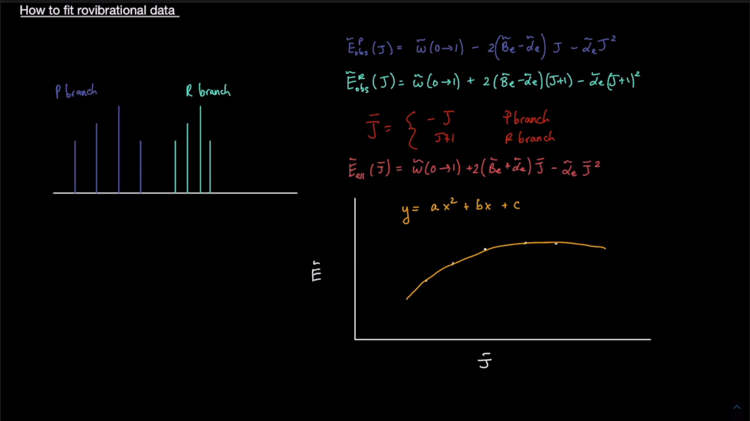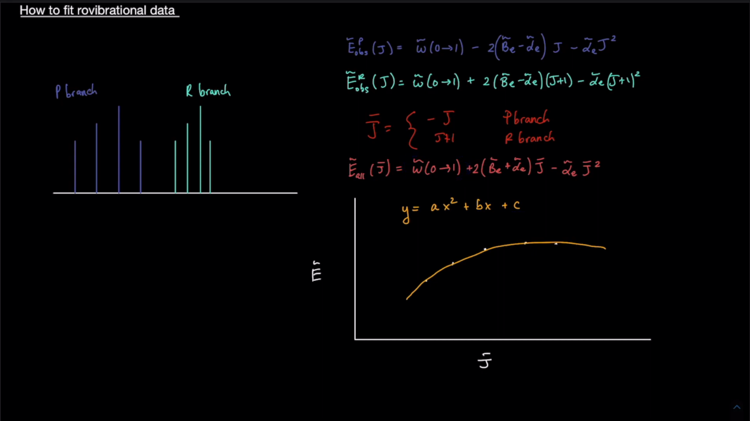Now just by comparing the two of these, you'll see that if x is J bar, then the coefficient A will be minus alpha_e, the coefficient B will be 2B plus alpha, and the coefficient C will just be the fundamental transition energy.